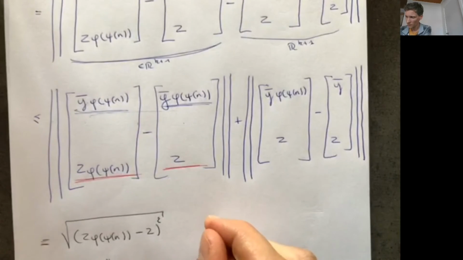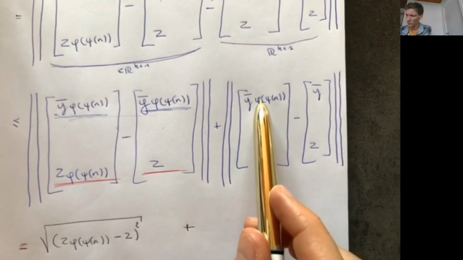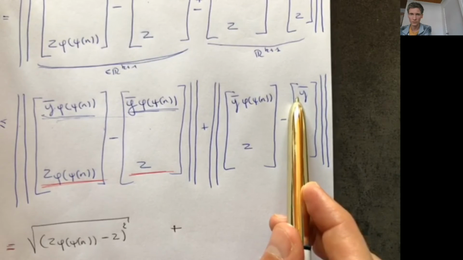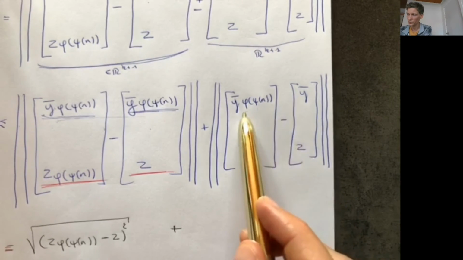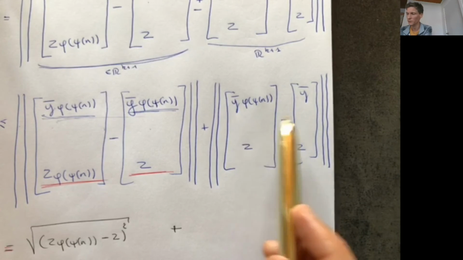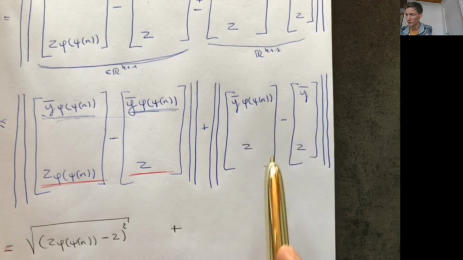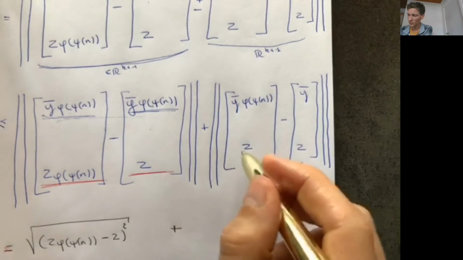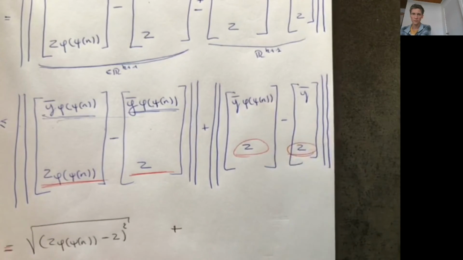Okay, and then here you have the first element of this vector minus the first element of this vector squared, plus the second element minus the second element here squared, plus the third element minus the third element here squared, and so on and so on. And then finally the last row will be z minus z. So this is 0, right? So the last element here and the last element here is 0. So we are only left with the first k sums and then taking the square root.